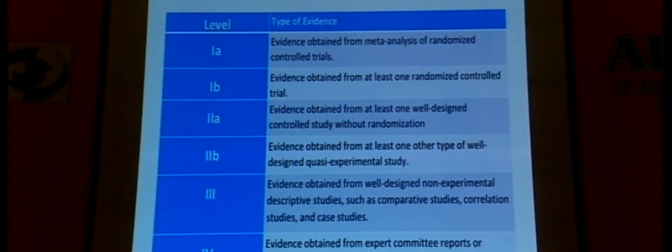All right, so what are the levels of evidence? Whenever we look at the literature, we should look at the levels of evidence, level 1 to 4. 1A is evidence obtained from meta-analysis of randomized control trials. 1B is obtained from at least one randomized control trial. Level 2 is evidence obtained from one well-designed control study. 3 is evidence from comparative studies, case studies, and 4 is from expert committee reports.